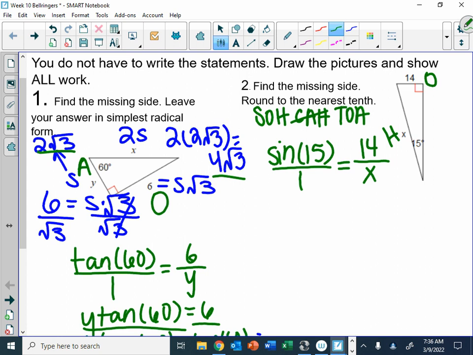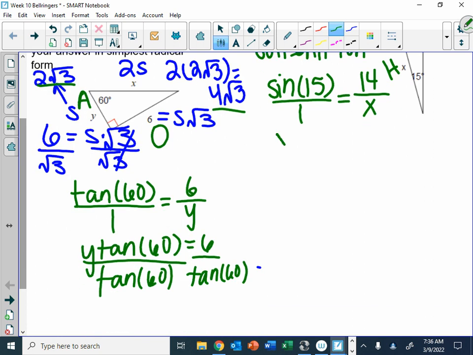From here, cross multiply, just like we talked about yesterday. So x times the sine of 15 equals 14. And then lastly, how do I get x by itself? Divide. So divide both sides by sine of 15.